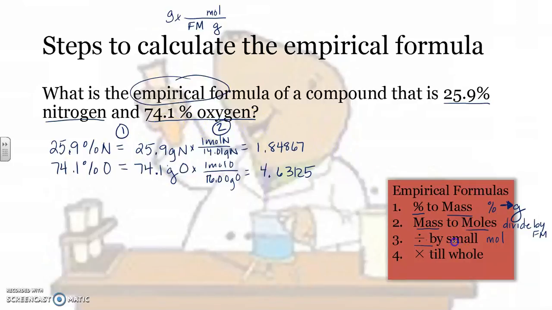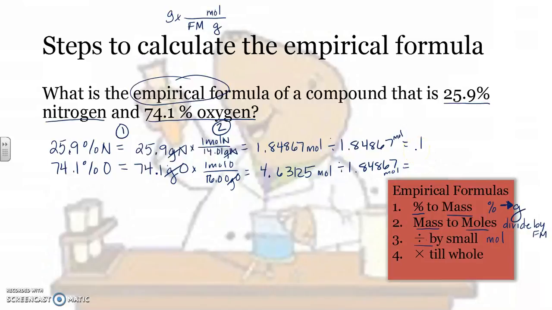Step 3, divide by the smallest mole. All right, well, remember, we've changed from grams to moles, right? So we have moles and moles. Which one is smaller? Oh, the one on top is smaller, so we're going to divide everything by the smaller one. Okay, if we divide something by itself, we get 1, and guess what? Our units are now canceling, right? Mole divided by mole, they cancel out.